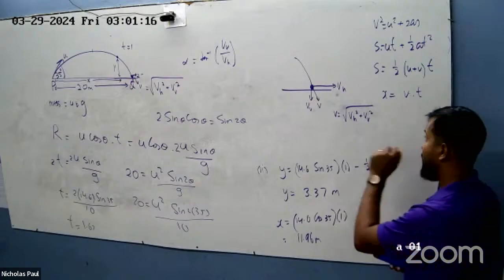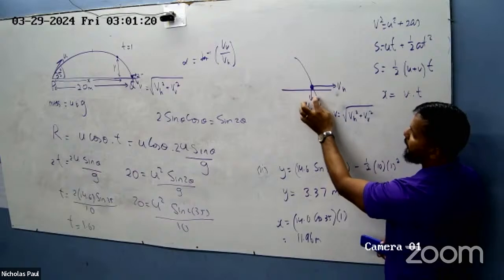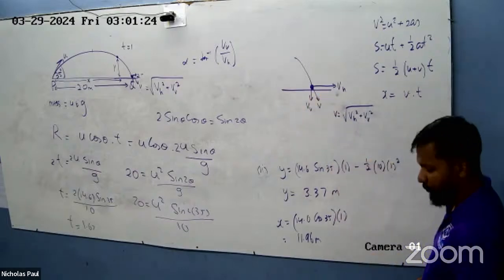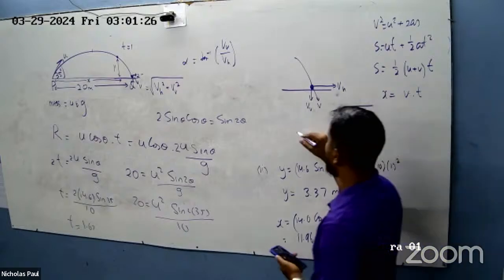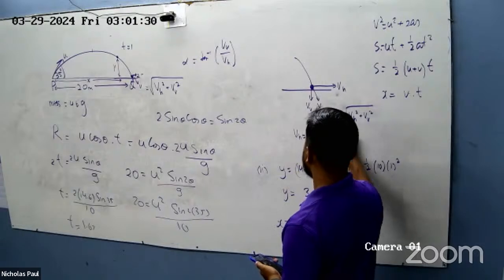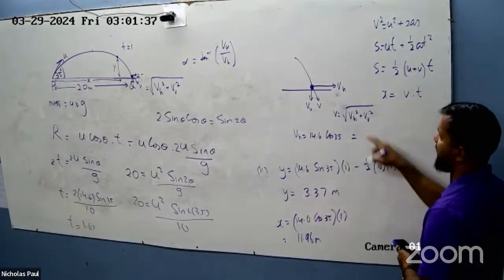Okay, so find the horizontal and then find the angle. You can find the angle between here and the horizontal. Actually, we know what the horizontal is already because that's still constant, right? That's 14.6 cos 35. 14.6 cos 35, that's the horizontal.